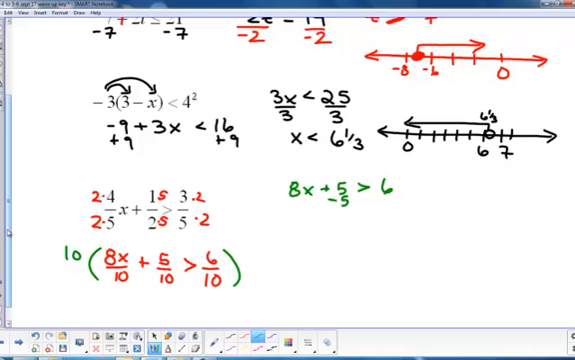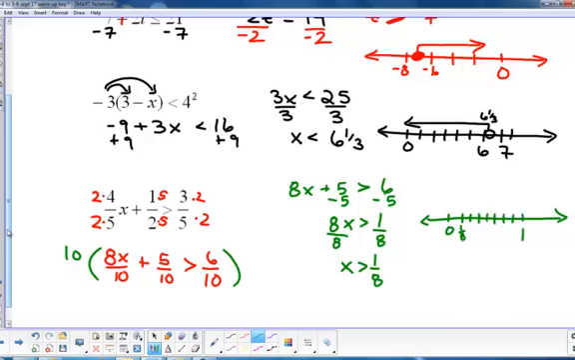Now we're just going to subtract 5 and then divide by 8. And so if you want to count by 1/8, you could go like that. We have an open circle because there's no equal to below, and an arrow right because it's greater than.